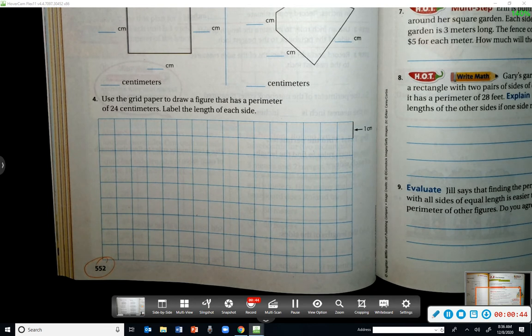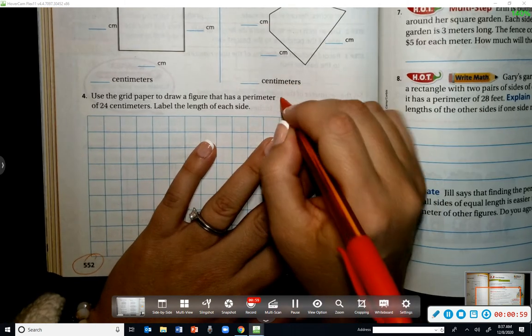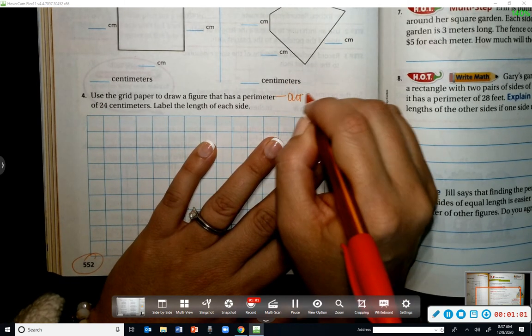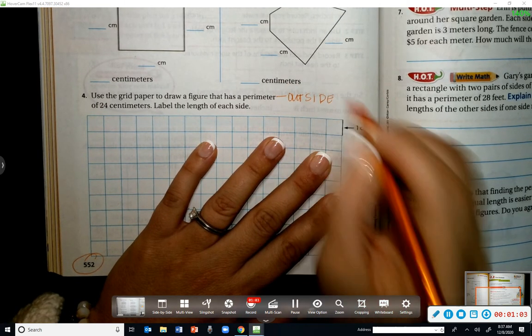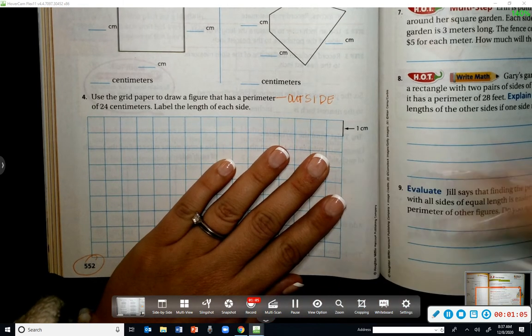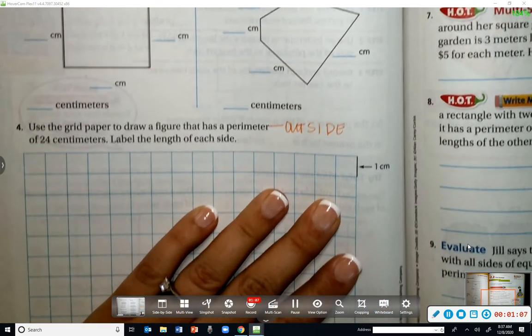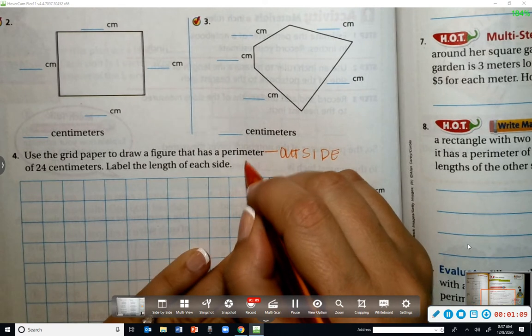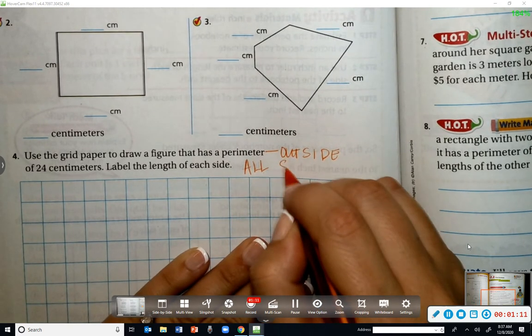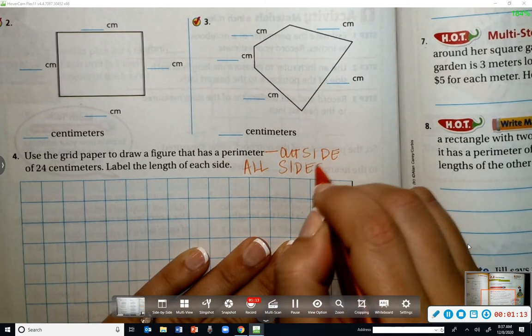Who remembers from yesterday what we do to find perimeter? What does perimeter mean? Kaylee, do you remember something about yesterday? What do we do to find perimeter of those figures and shapes? Good. We counted the squares around the outside. Do we have to count all of the sides? Yes. So you count all sides, or you add up all the sides.